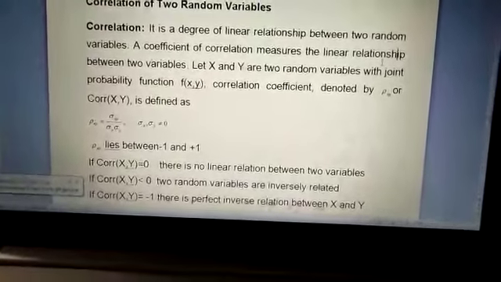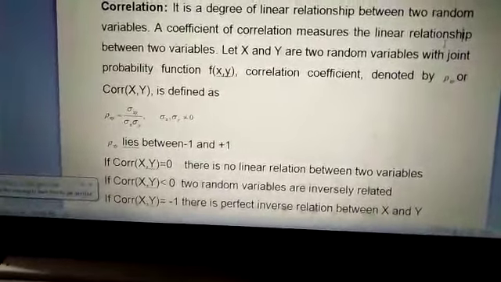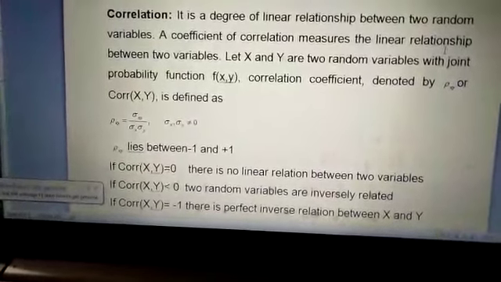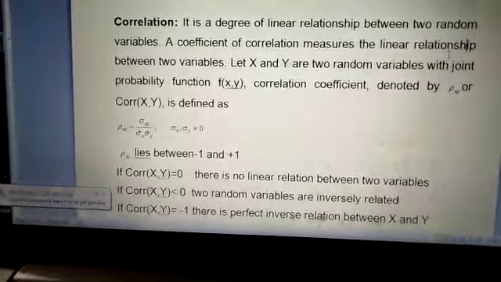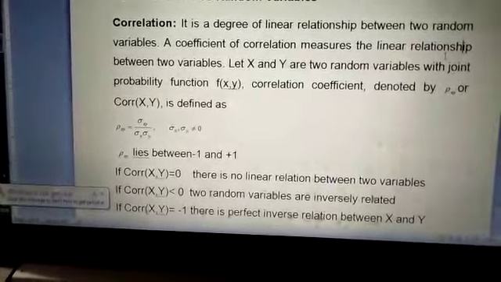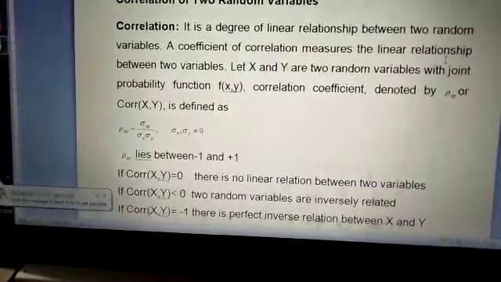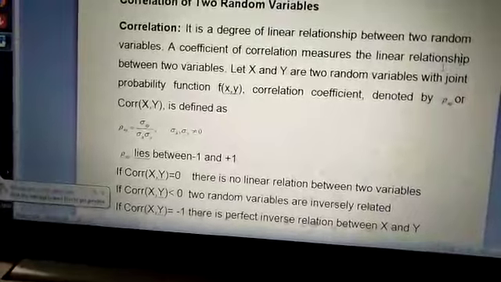As we know, sigma xy is the covariance, and sigma x and sigma y are the standard deviation of x and the standard deviation of y. So correlation is the standardized form of covariance, as it is obtained by dividing the covariance by the standard deviation of x and the standard deviation of y.